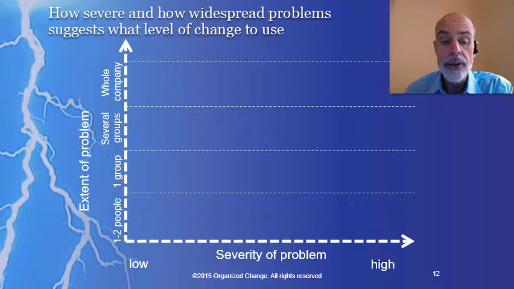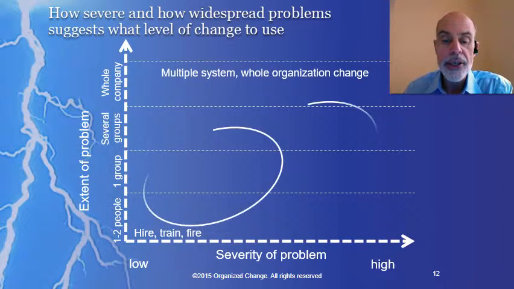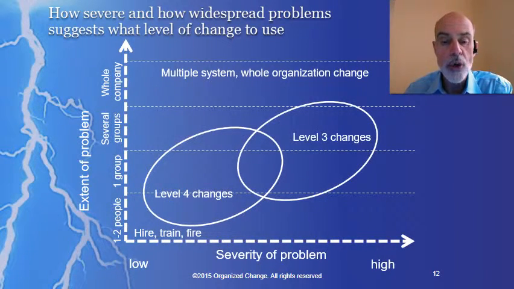On the other hand, if you are talking about problems that are affecting the entire organization and really are causing a lot of heartburn for a lot of people, that implies that you want to be using multiple systems, whole organizational changes. And as you can see, to some extent, level 4 changes and level 3 changes overlap, but you can take a close look at this and identify where your particular organization is along these continua. It also helps to be doing the assessment that we talked about with your steering committee, to give you a better calibration as far as what type of change is necessary.